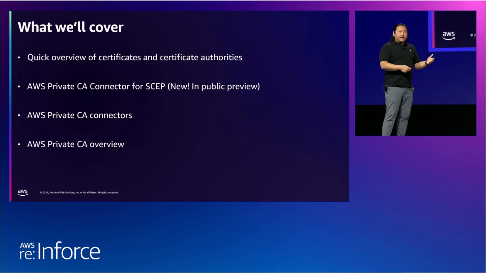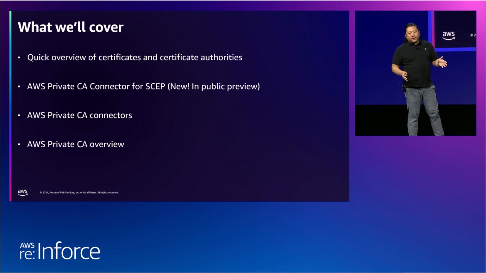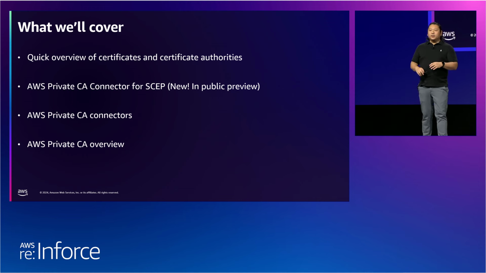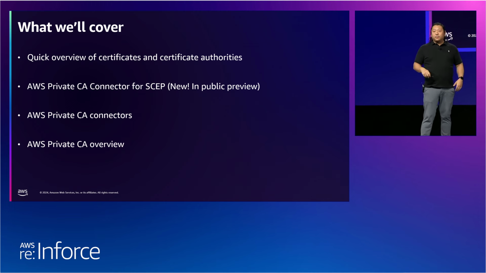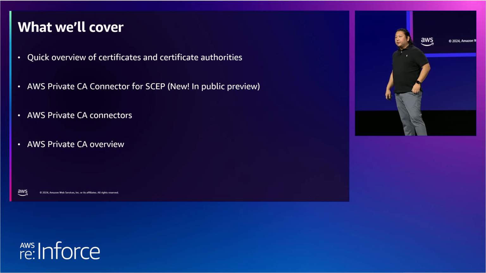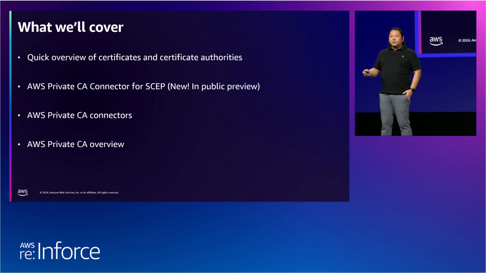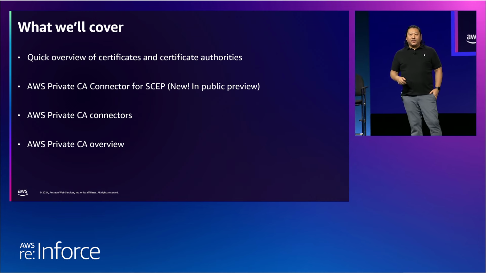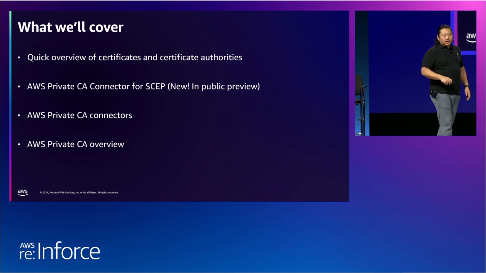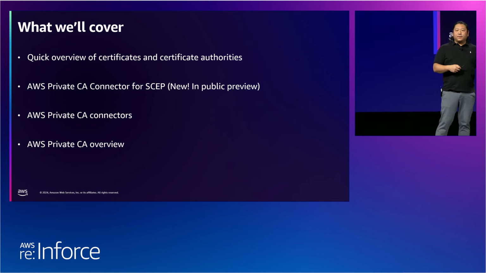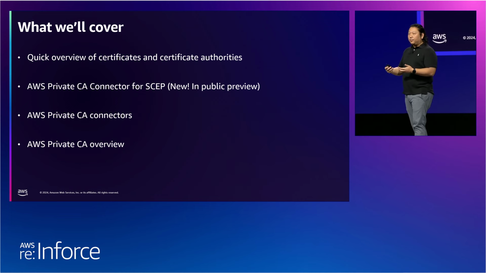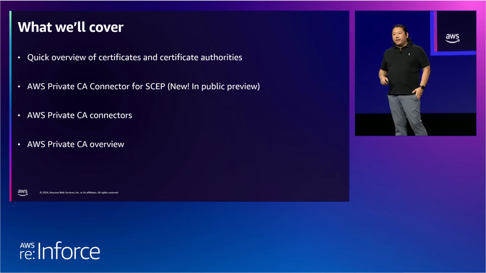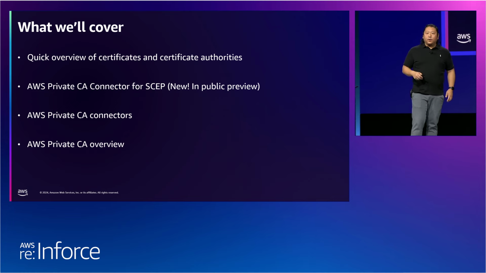So before we jump into that, just to give you a high level of what we're talking about today, just to ground everyone on the topic, we're going to talk about certificates, certificate authorities, then we'll jump right into connector for SCEP, why use mobile device management solutions, and how does the connector actually work, as well as providing a quick demo. Then we'll wrap up with an overview of the other connectors within the Private CA connector family, and a quick couple slides on AWS Private CA itself, just so you get a better understanding of what it is.